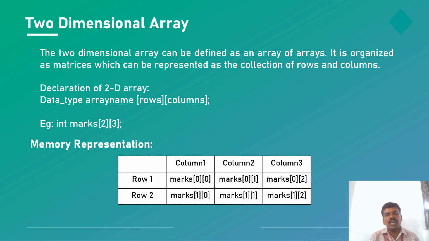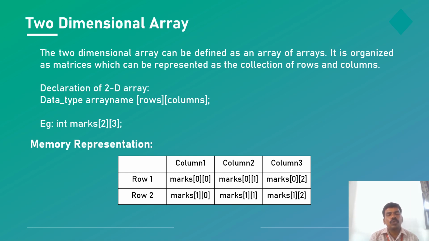Two-dimensional array. A two-dimensional array can be defined as an array of arrays. It is organized as matrices, which can be represented as a collection of rows and columns. The declaration of a 2D array is data type, array name, rows, columns. So row is one variable, the other variable is columns. Integer marks of 2 by 3, that is 2 rows and 3 columns. So it is a 2 by 3 matrix representation.